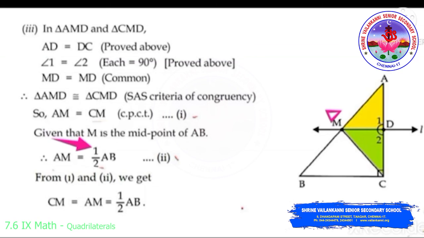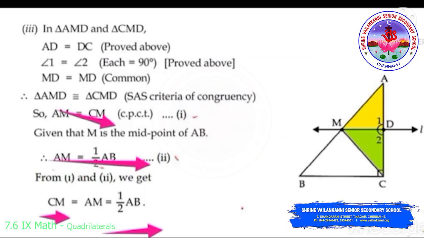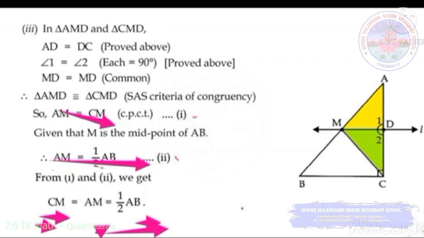Since M is the midpoint of the line AB, we get AM is equal to half of AB. Since AM is equal to CM and AM is equal to half of AB, we get that CM is also equal to half of AB. So hence I proved that CM is equal to AM is equal to half of AB.